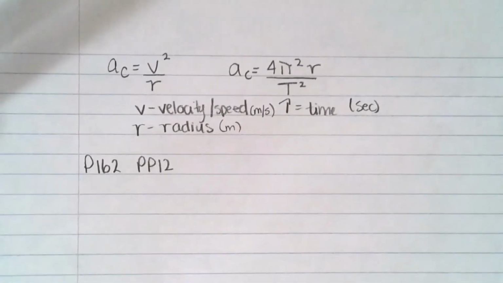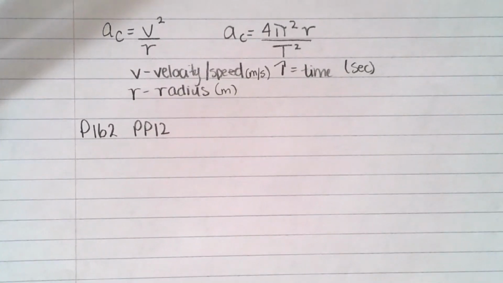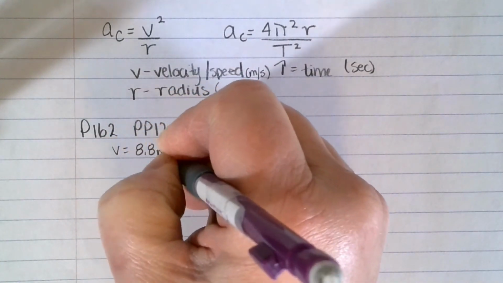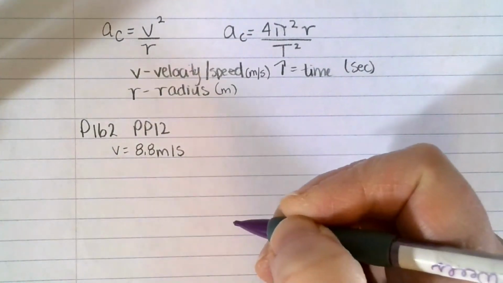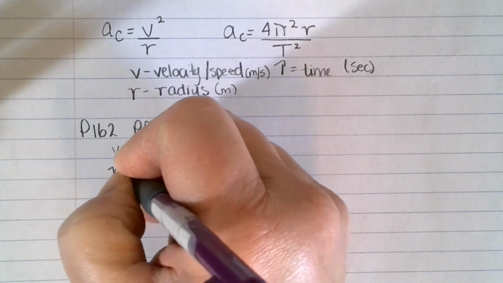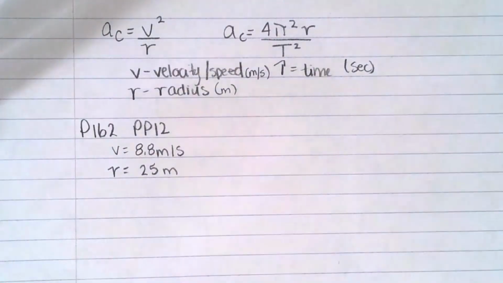So let's continue on with that using that information. On page 162 of your textbook, number 12, they talk about a runner moving at a speed of 8.8 meters per second. So his velocity is 8.8 meters per second. And it rounds a bend with a radius of 25 meters. The radius is 25 meters. So this is what I know. These are my knowns. The question is, what is the centripetal acceleration of the runner?